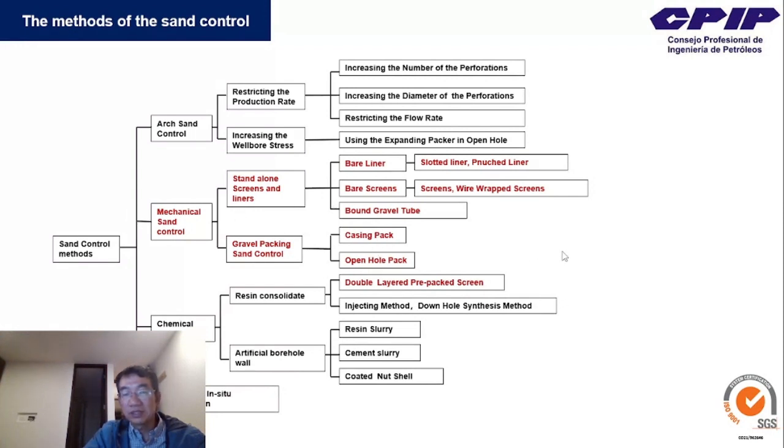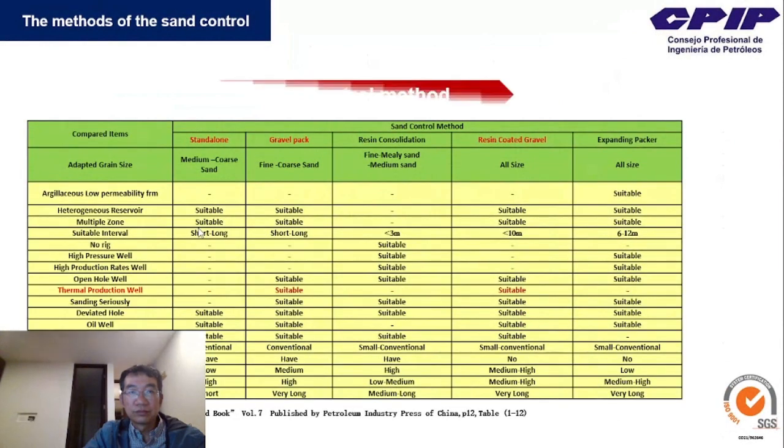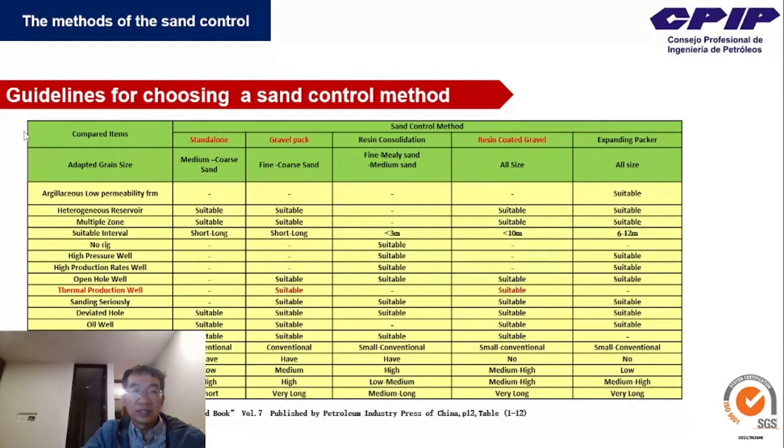We can see the red one. We are focused on this mechanical sand control, so we mark the red one. This is the guideline for choosing a sand control method.